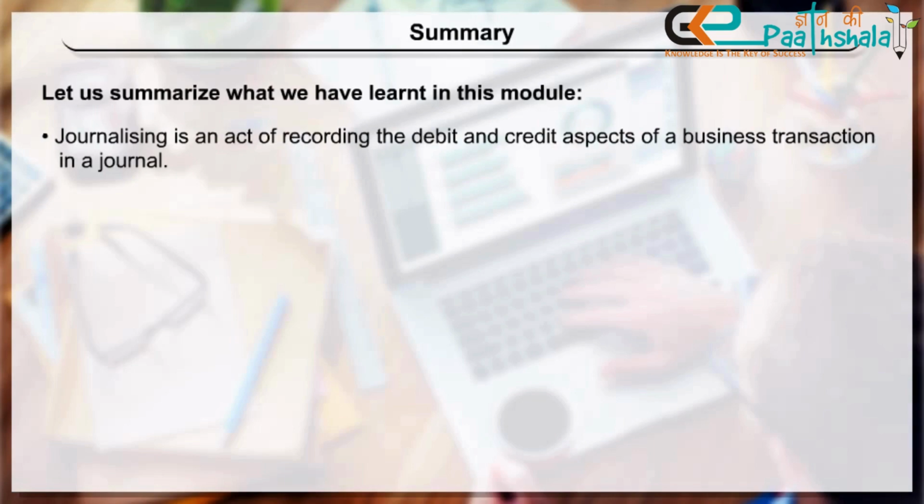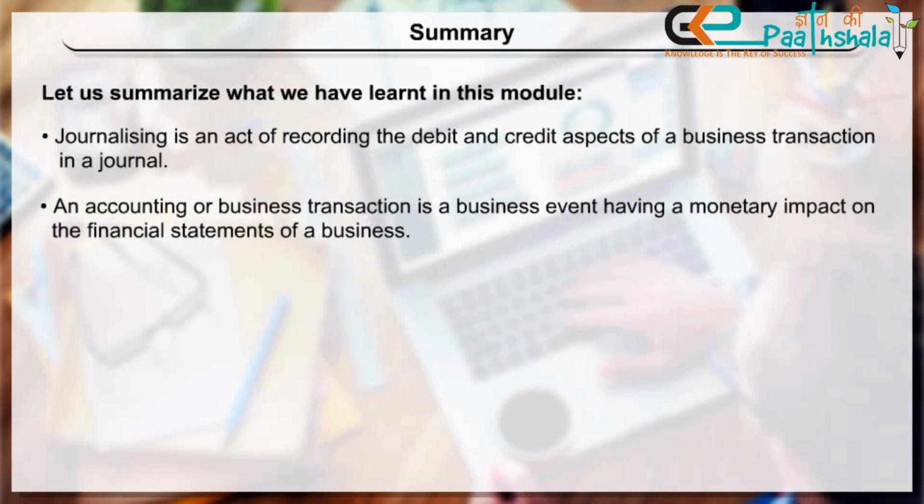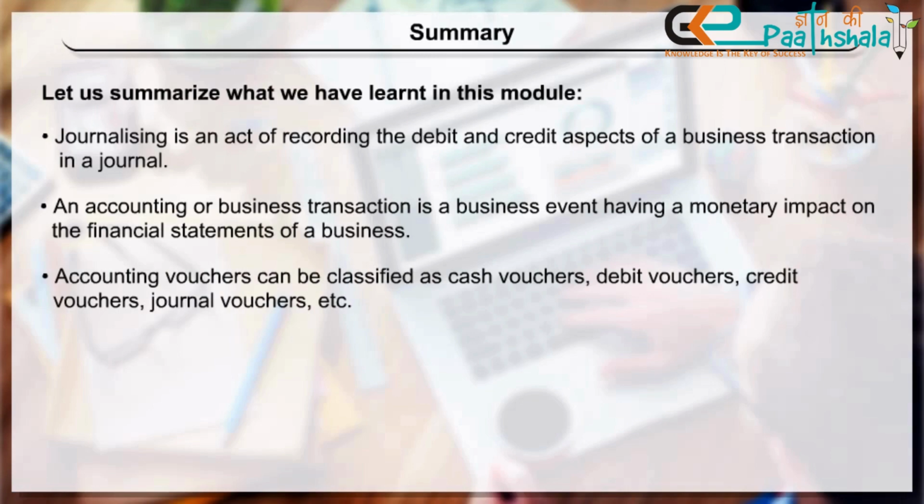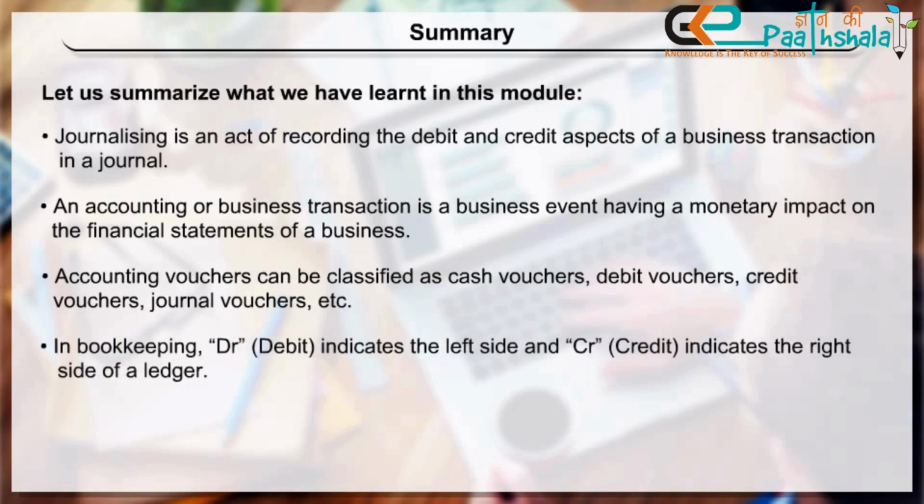Journalizing is an act of recording the debit and credit aspects of a business transaction in a journal. An accounting or business transaction is a business event having a monetary impact on the financial statements of a business. Accounting vouchers can be classified as cash vouchers, debit vouchers, credit vouchers, journal vouchers, etc. In bookkeeping, DR or debit indicates the left side and CR or credit indicates the right side of a ledger.